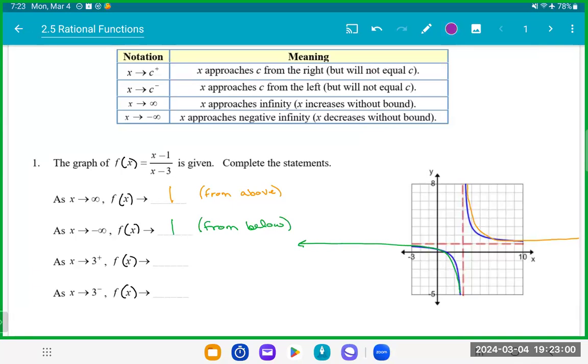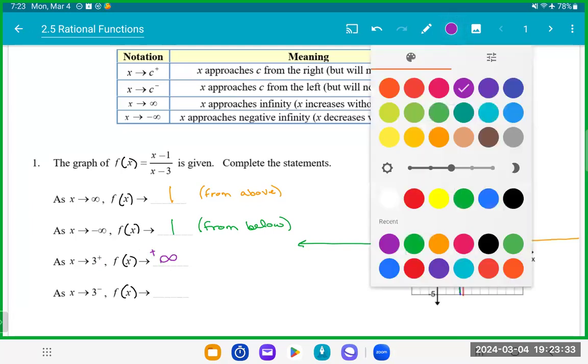Now let's see if my x is getting close to 3. So here's 3, and I want to look at it from the right. So x is approaching 3 from the right, and my y value goes up to infinity, to positive infinity more specifically.